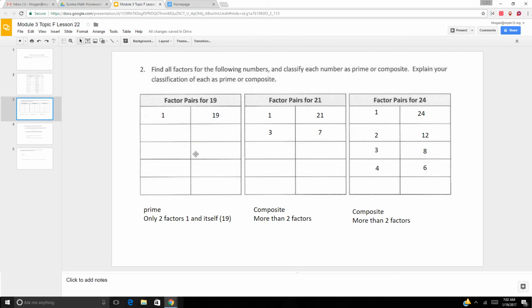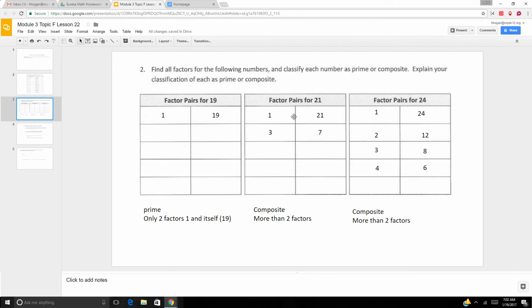This is another way to think of finding factors for numbers. So you're going to find all the factors for the following numbers, and classify each number as either prime or composite and explain why. So the factor pairs for 19: 1 and 19. It's always 1 and itself. Is there another way to make 19? 2? No, because it's an odd number. 3, we count by 3, we count by 4, we count by 5, we count by 6, 7. No? Well, so it's prime because it only has 2 factors, 1 and itself.